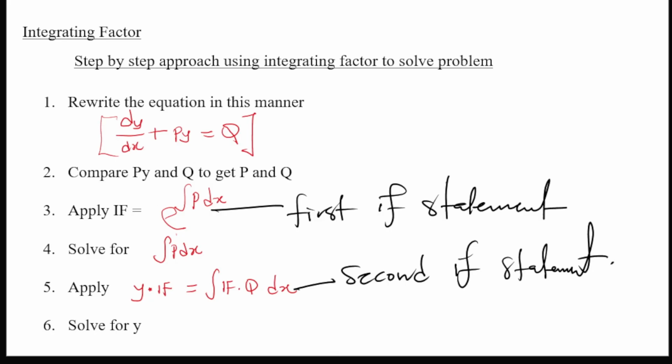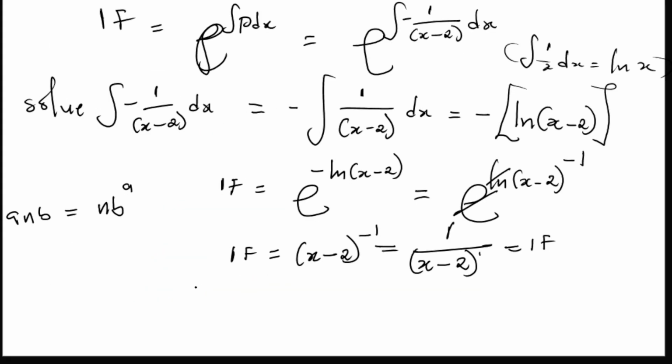Your question simply says what? Apply the second if statement. And what's the second if statement? The second if statement simply says what? y dot if is equal to integral of if multiplied by q dx.